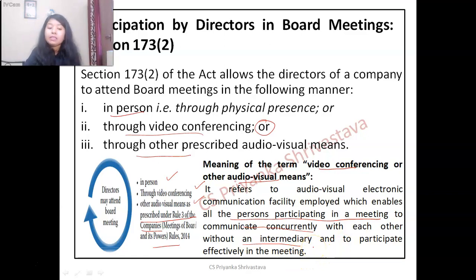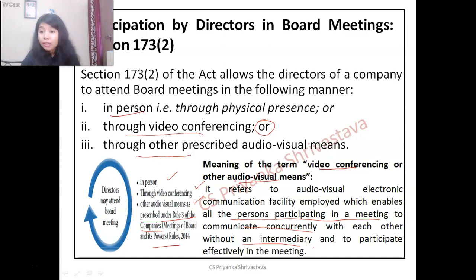It's very simple. It basically says it should be a medium where you can communicate with each other, where you can listen to the audio, see the video, and all the persons who are attending the particular meeting can communicate concurrently, and with each other and without any intermediaries. There should not be any intermediary to whom you say that I want to say this, and then he conveys your communication. You should be able to communicate directly.